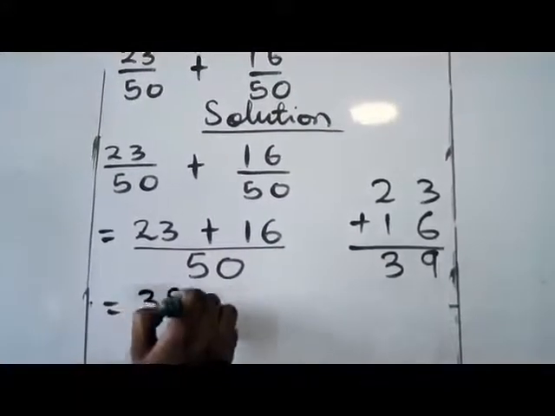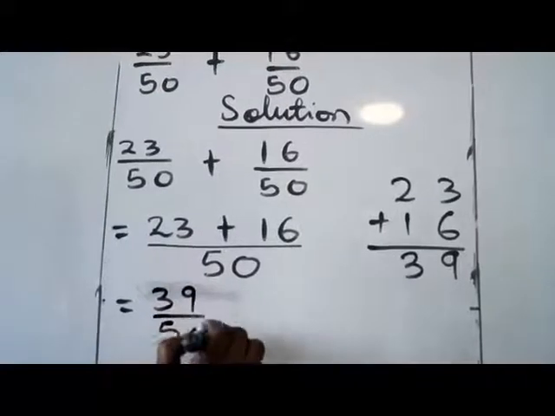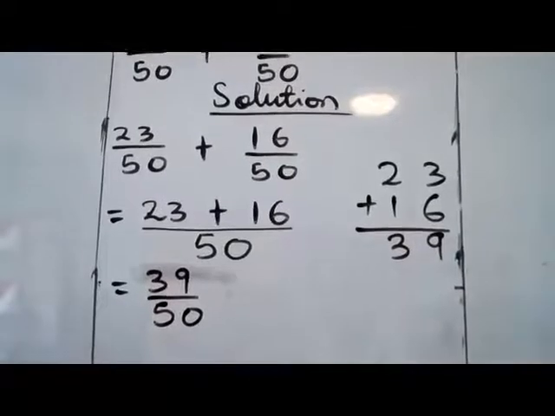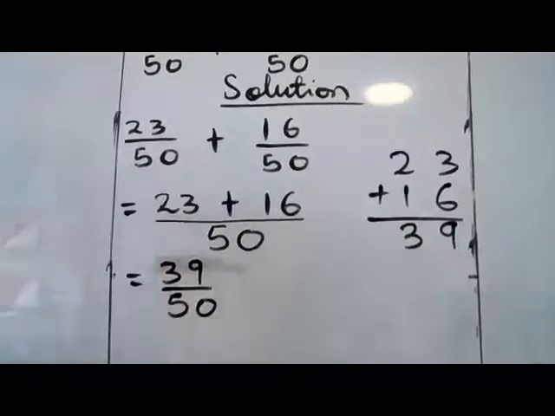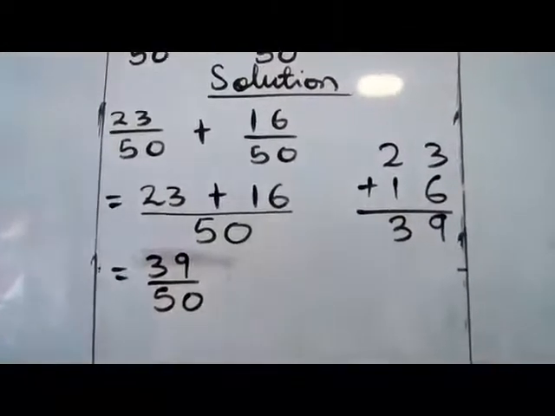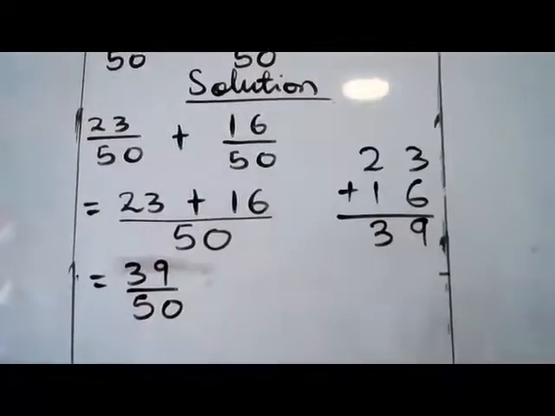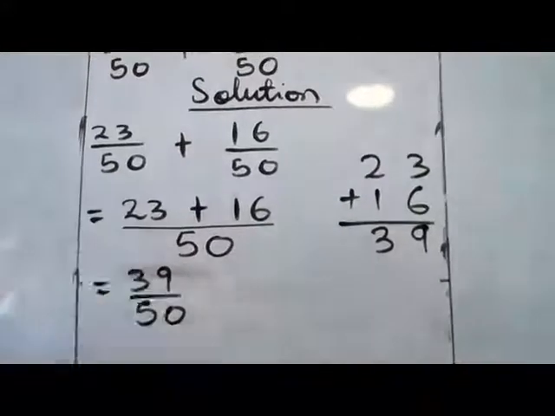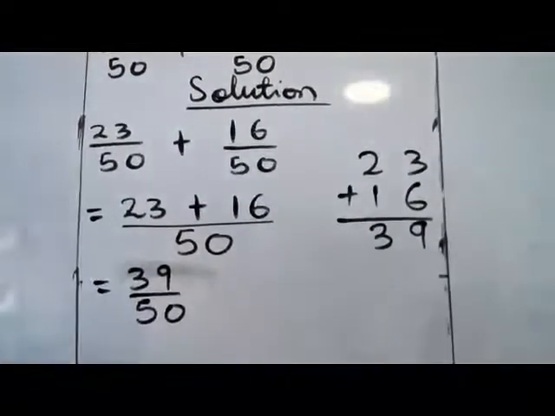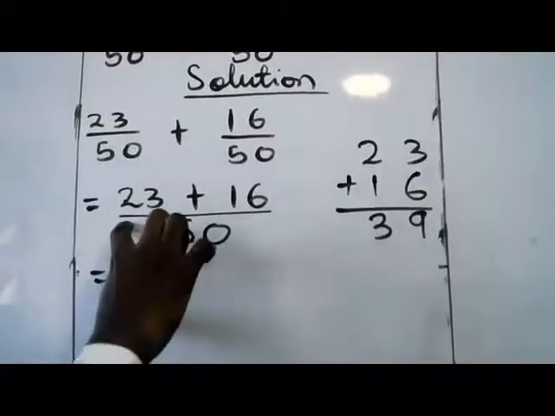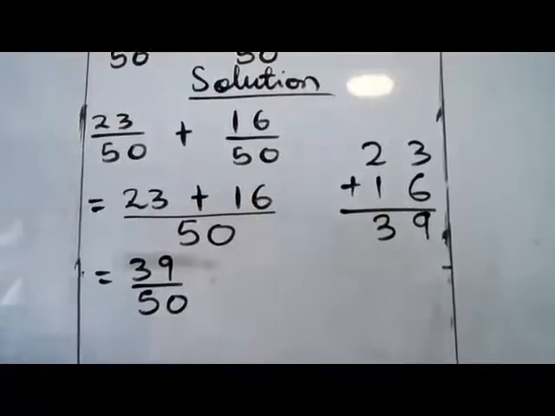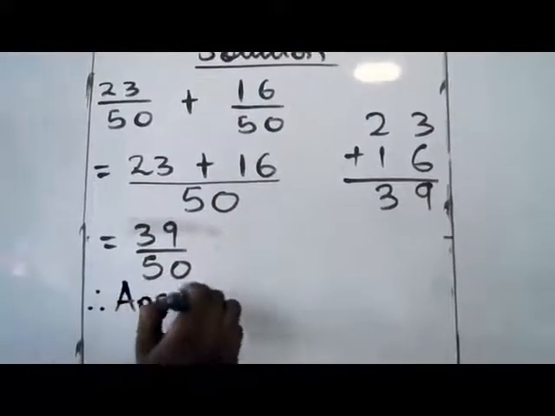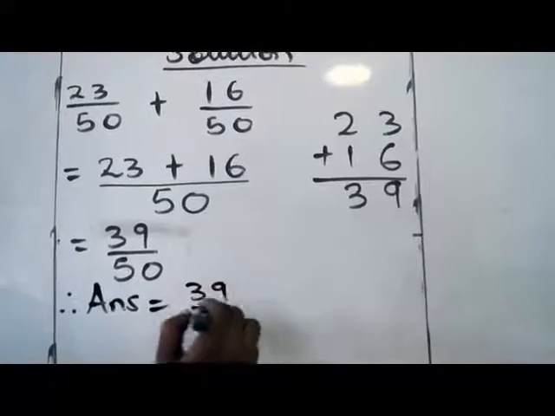Which is equal to 39 over 50. Now look at this fraction carefully. What type of fraction do you think this is? This is a proper fraction. Now can we reduce this fraction to a lower fraction? No, we can't reduce this fraction to a lower fraction. Why? Because they do not have a common number that can reduce them to a smaller fraction. So therefore, our final answer will be 39/50.